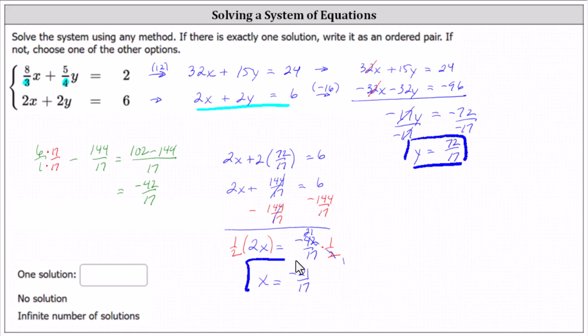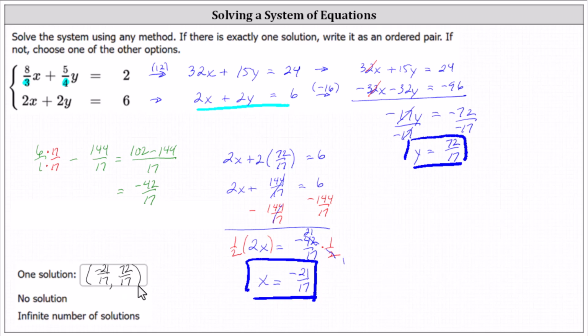This indicates the system has one solution, and the solution is the ordered pair negative 21/17, comma 72/17. Before we go, let's verify this graphically.